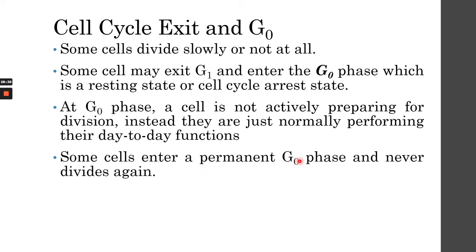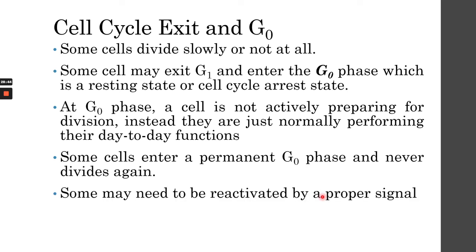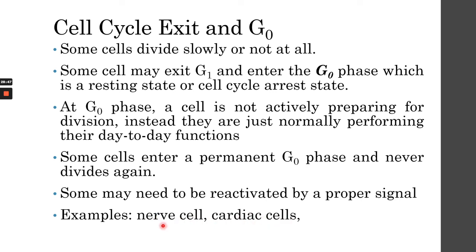Some cells have even a permanent G0 phase and never divide again. So after they divide and reach maturity, they never divide again. Some examples are nerve cells and cardiac cells. So yung heart cells ninyo, after na matapos na yung maturity, it will not continue to divide. That's why if your heart organ is damaged, it's actually quite difficult for it to restore itself. You usually have to have a heart transplant. And some cells naman, they just have to be reactivated to enter G1 phase again and to divide by just a proper signal.